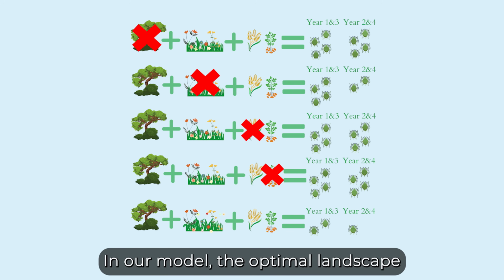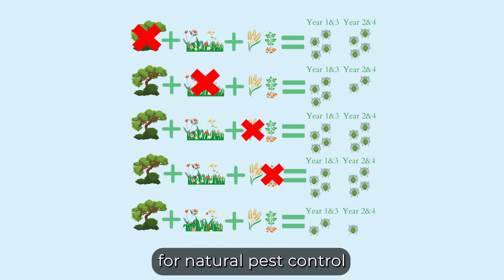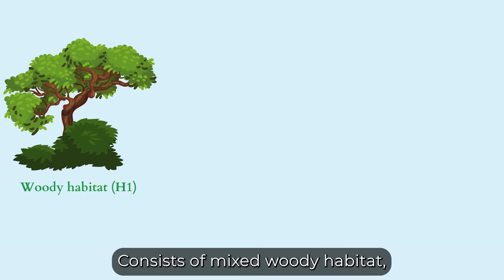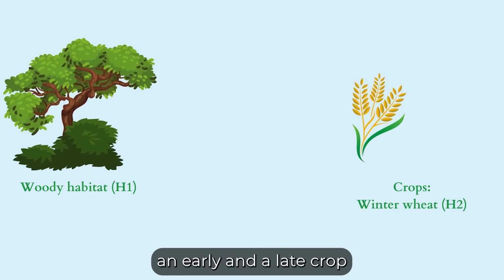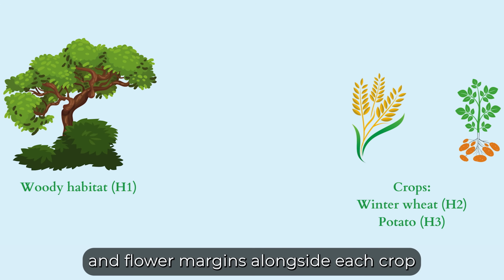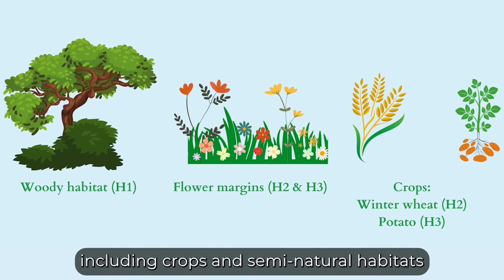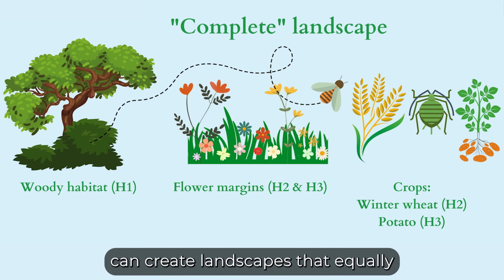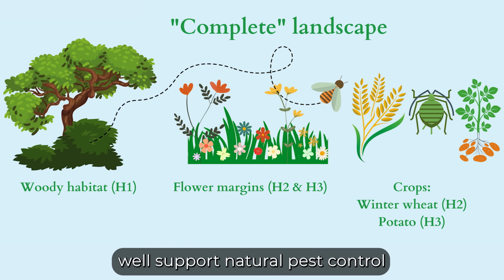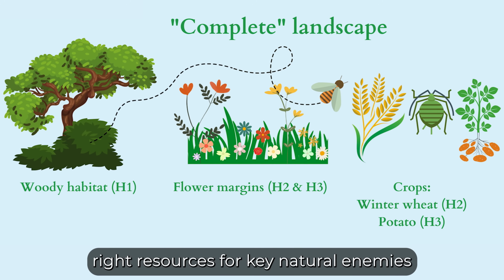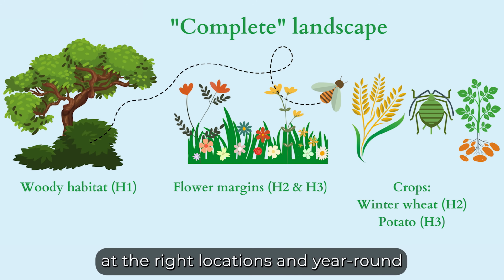In our model, the optimal landscape for natural pest control, and thus low pest densities, consists of a mixed woody habitat, an early and a late crop, and flower margins along each crop. In reality, many different combinations of habitats, including crops and semi-natural habitats, can create landscapes that equally well support natural pest control, as long as they provide the right resources for key natural enemies at the right locations and year-round.